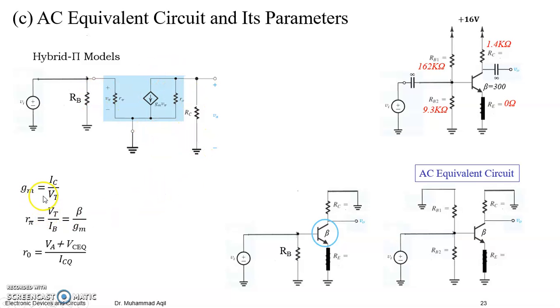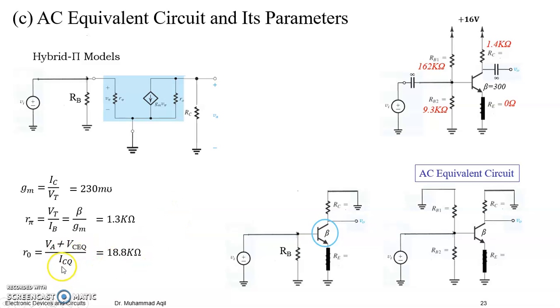So let's find them. Gm is equal to IC by VT. IC you have found, VT is given, put it in to get 230 millimho. Mho is the inverse of the ohm, or you can write ampere upon volt, right? R pi is Vt by Ib or beta by Gm. You can take any relation, right? So it comes out to be 1.3 kilo ohm.